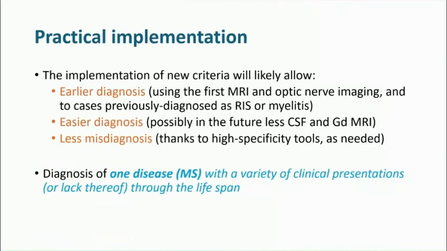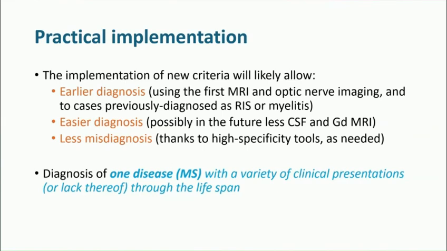So in terms of practical implementation, based on our experience over the past month, the new criteria will be very likely to support us in many multiple ways. First of all, an earlier diagnosis. As you saw, based on the first MRI scan and also optic nerve imaging, we were able to make the diagnosis of MS, especially in individuals who were previously diagnosed with radiologically isolated syndrome or myelitis, so rather a description of the clinical picture rather than a diagnosis.